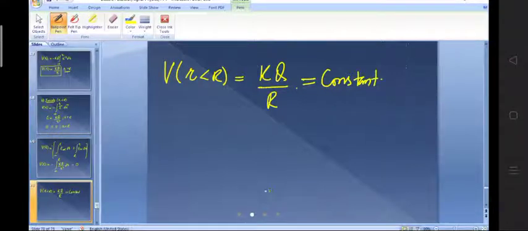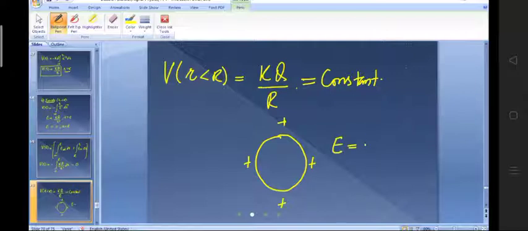Now let's have a bit of discussion on this. Pay attention here, beta. Suppose that we have a hollow sphere which is charged. You know the electrostatic field outside is equal to kq divided by R square, and the electrostatic field inside will be equal to 0, isn't it?